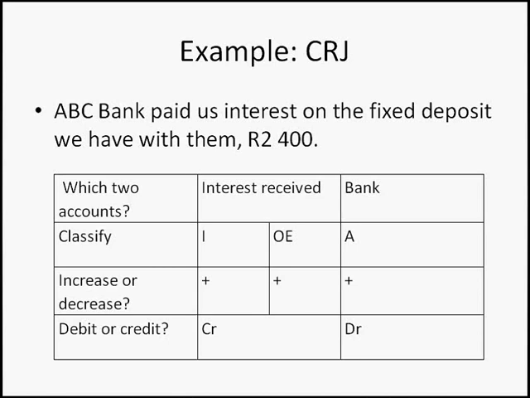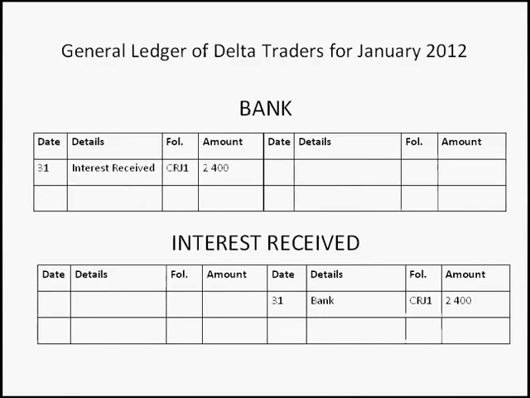Remember, the accounting rule is that for every debit, there must be a credit. So in this case, interest is an income, and my income is increasing, and therefore it is credited, and my bank is an asset. The asset is also increasing, and an asset increases on the debit side. So when I look at the ledger entry, it will look something like this.